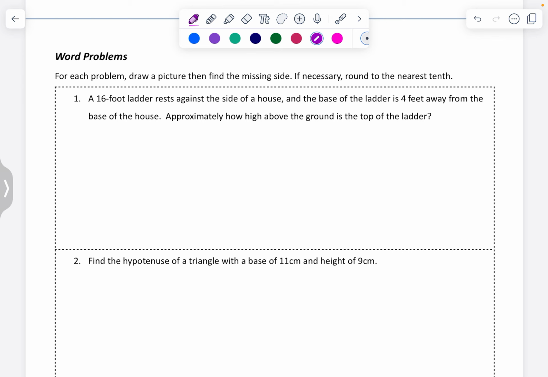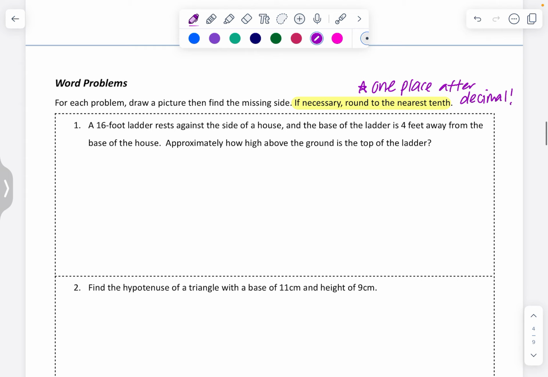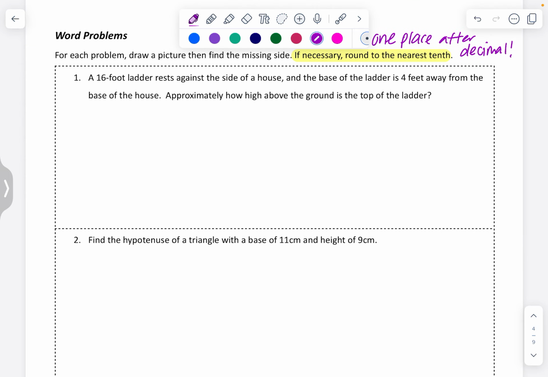Okay, so it says word problems. For each problem, draw a picture, then find the missing side. If necessary, it's telling us that we need to round to the nearest tenth, right? So this is one place after the decimal. Okay, so let's go and break it down. There's 3 of these. Let's get through them all actually.